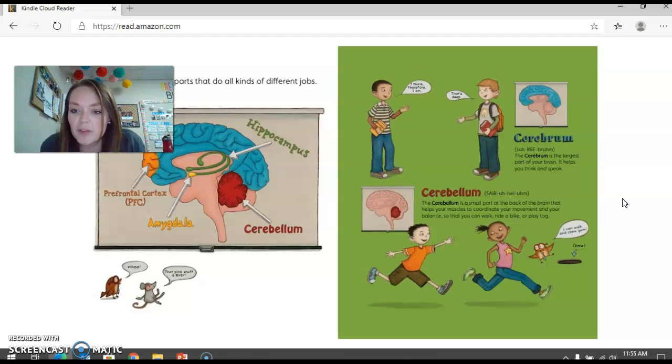The cerebellum is a small part at the back of your brain that helps your muscles to coordinate your movement and your balance so that you can walk, ride a bike, or play tag. The cerebrum is the largest part of your brain. It helps you think and speak.